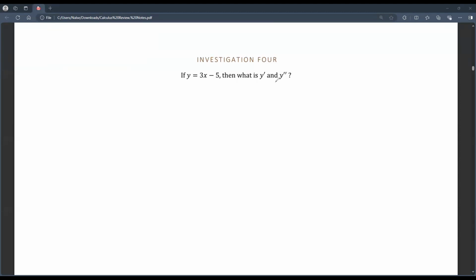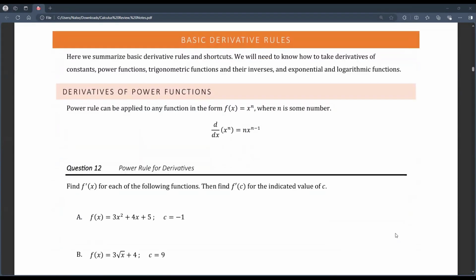If y equals 3x minus 5, then what are the first and second derivatives of y? We said before that the derivative will give us the slope of a function. Well, what is the slope of the line represented by y? The slope is 3, so that's y prime. And now, what about the second derivative? It's 0, but why? It is the slope of y prime, which is a horizontal line, and the slope of a horizontal line is 0. Its value does not change, making its rate of change 0.